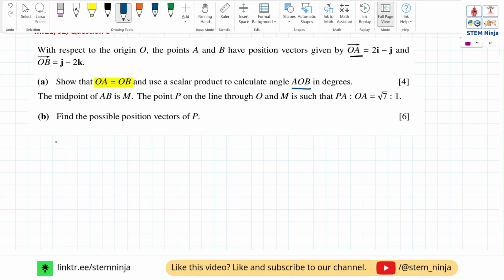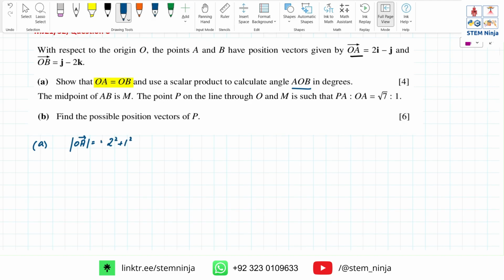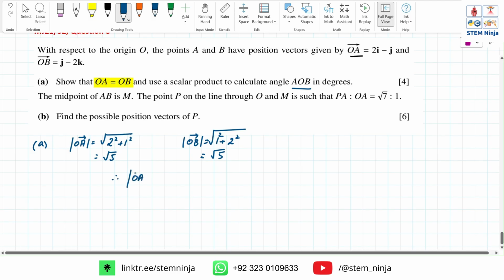All right. So first off, the length. So length OA is just going to be 2 squared plus 1 squared, whole under root. And OB length is 1 squared plus 2 squared. Notice that they both come out to be root 5. So therefore, length of OA is equal to length of OB, or magnitude of.